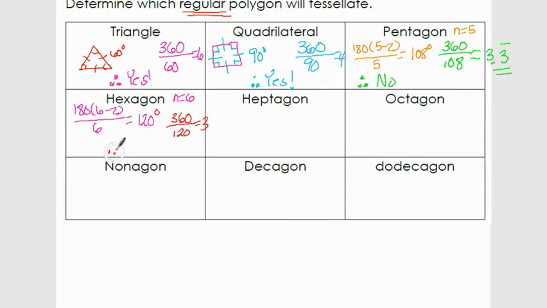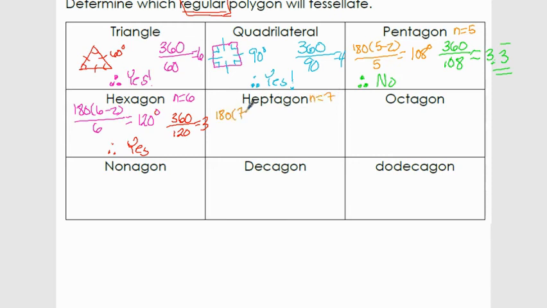Okay, so what we're checking, we have to find what one angle would be of a regular polygon, and then see if that one angle will divide evenly into 360. So what about a heptagon? So that's 180. Heptagon means n equals 7. Working on that vocabulary.